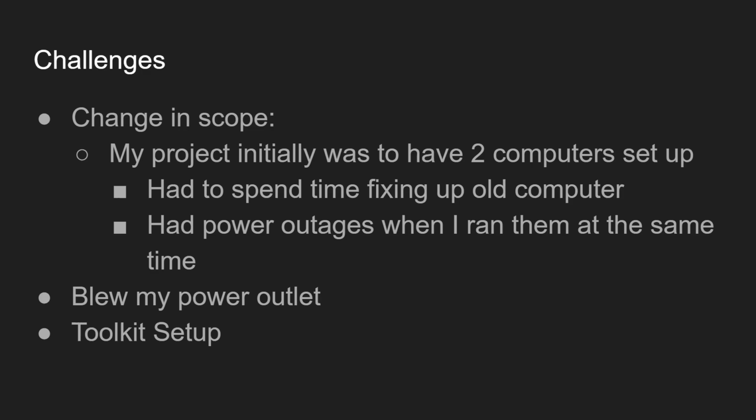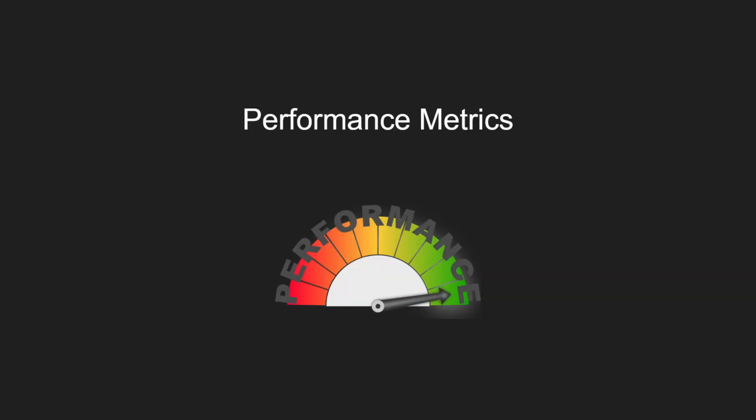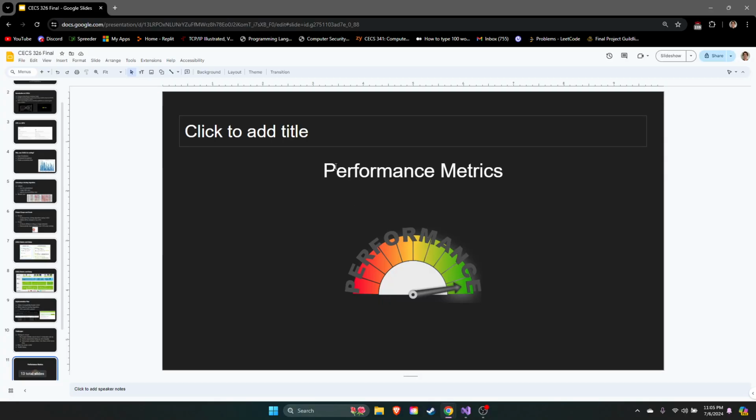And lastly, I had challenges setting up my toolkit. I got rid of CUDA a few times. I reinstalled it. I went through a lot of forum posts trying to figure out what's up with my CUDA code. Okay, so let's go ahead and talk about performance metrics. Unfortunately, because I wasn't able to run the CUDA code, I'm not going to have anything to compare it, but I'll go ahead and show you my code for the CPU version without CUDA.